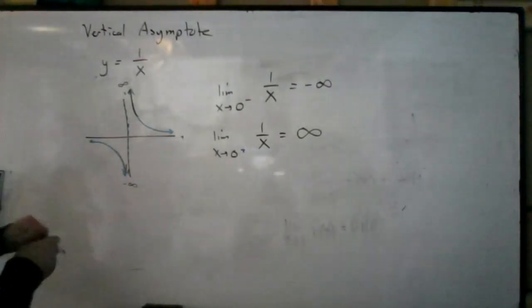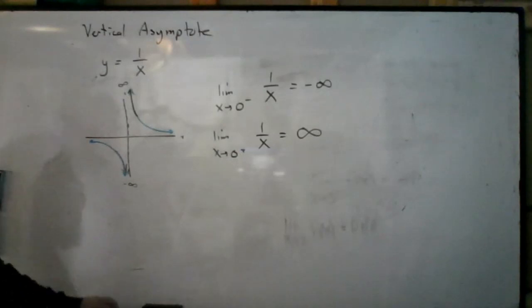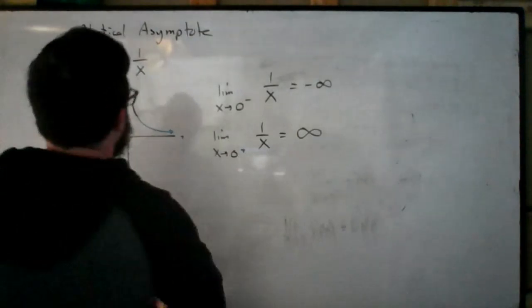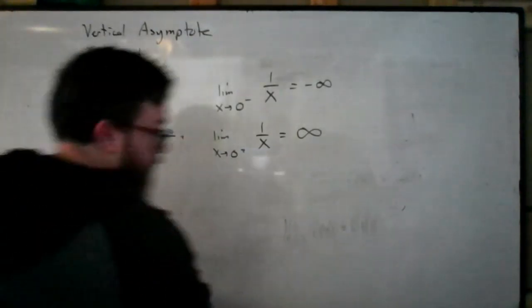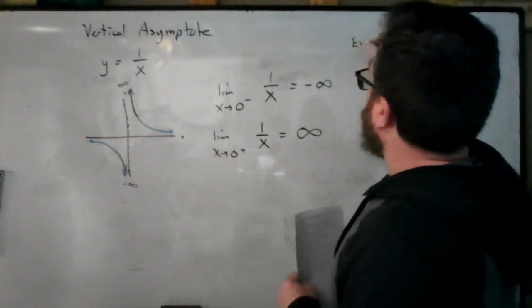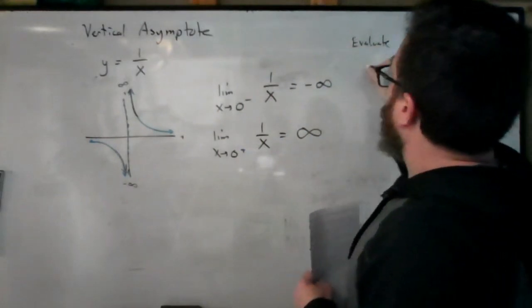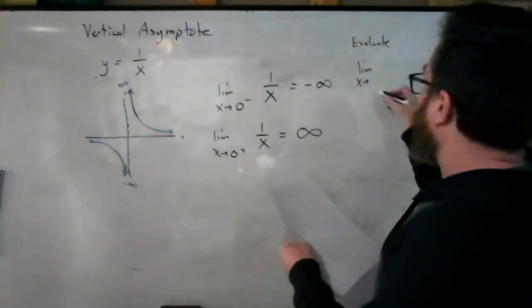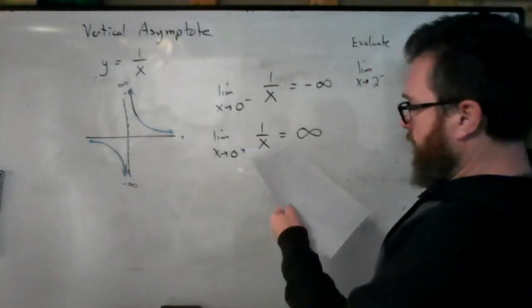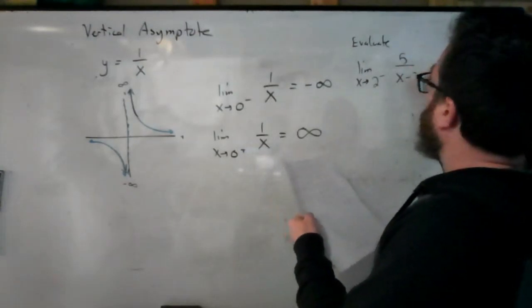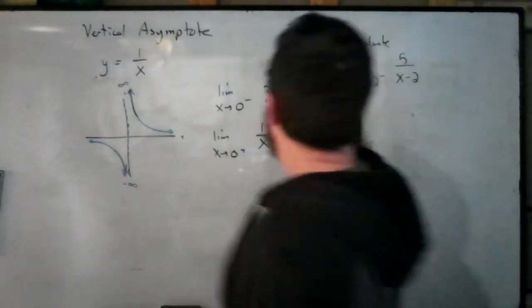Now that we have a base parent function for this, we want to be able to find limits of more general expressions. Maybe something like, what about the limit? So evaluate. What is the limit as x approaches 2 from the negative side of 5 all over x minus 2?